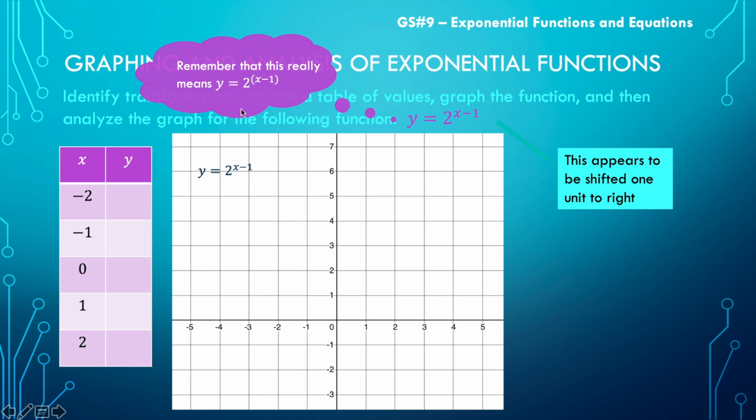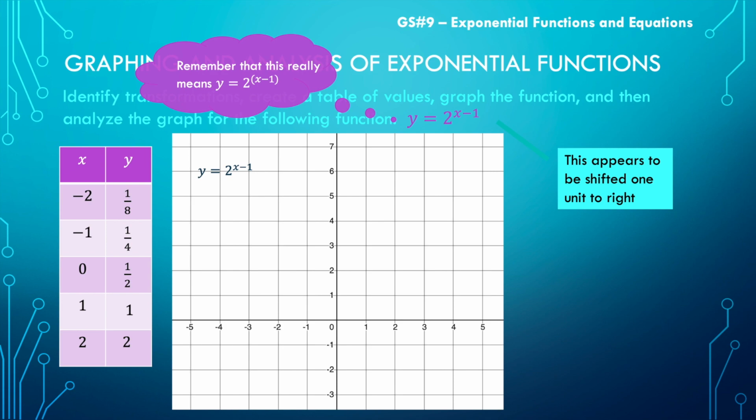So 2 to the -2 minus 1, which is 2 to the -3rd, is 1 over 2 to the 3rd, or 1/8. 2 to the -1 minus 1 is 2 to the -2nd power, or 1 over 2 squared, which is 1/4. 2 to the 0 minus 1 is 2 to the -1 power, which is 1 over 2 to the 1st, which is 1/2. 2 to the 1 minus 1 is 2 to the 0, which is 1. And 2 to the 2 minus 1 is 2 to the 1st power, which is 2. So I've got a nice table of values.